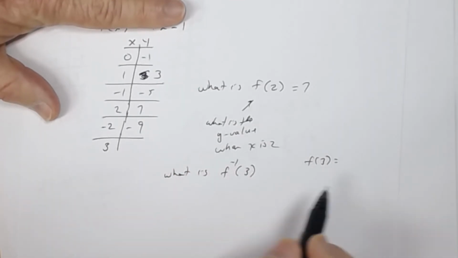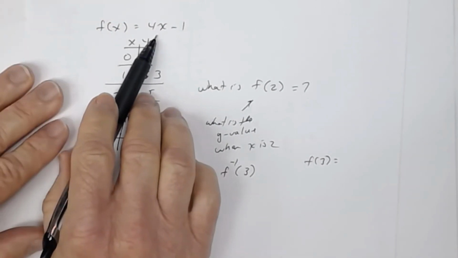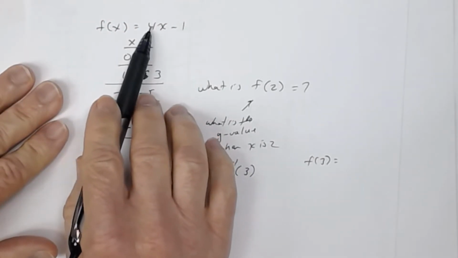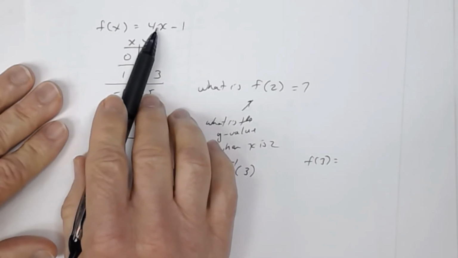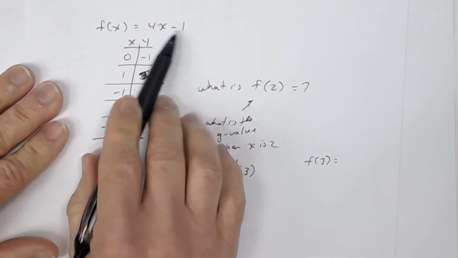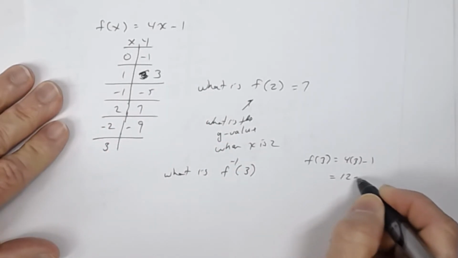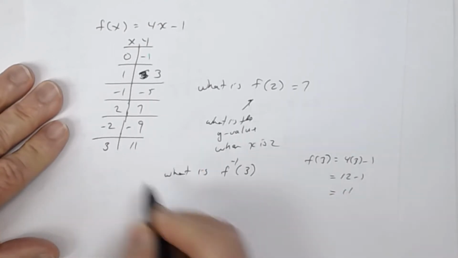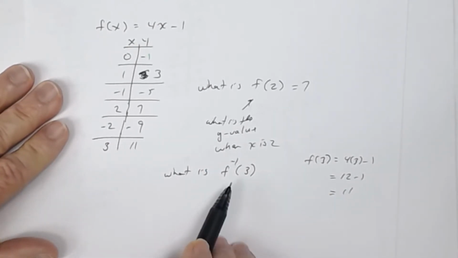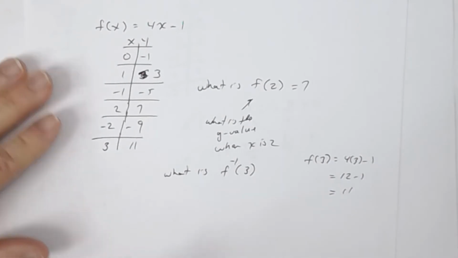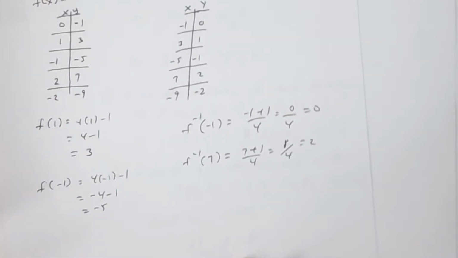Look, f of 3. Go back to your function. When x is 3, what's my y value? Well, my y value is 4 times 3, which is 12, and then 12 minus 1, so 4 times 3 minus 1 is 12 minus 1, which is 11, right? So f of 3 is 11. But what is f inverse of 3? That's the question.